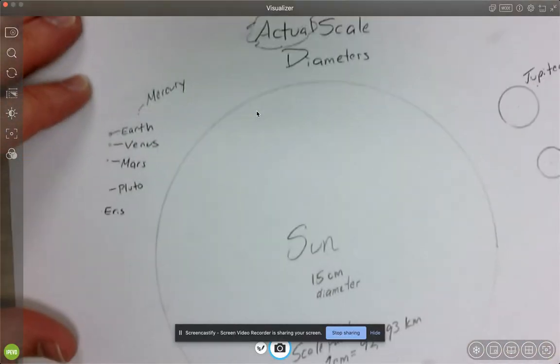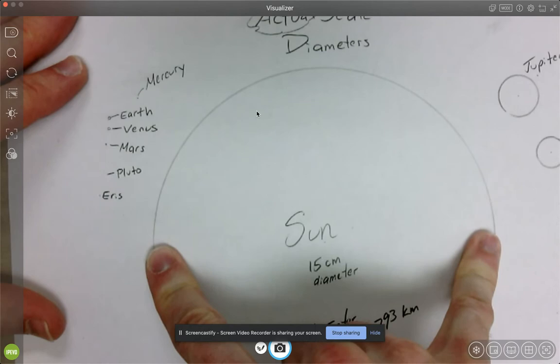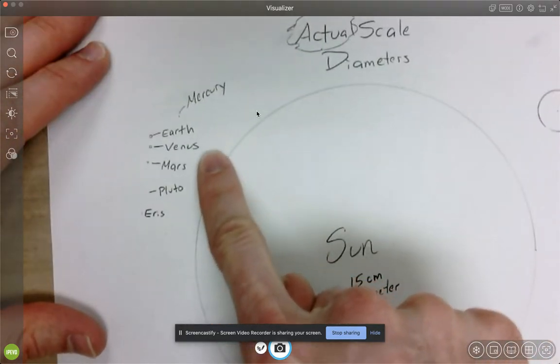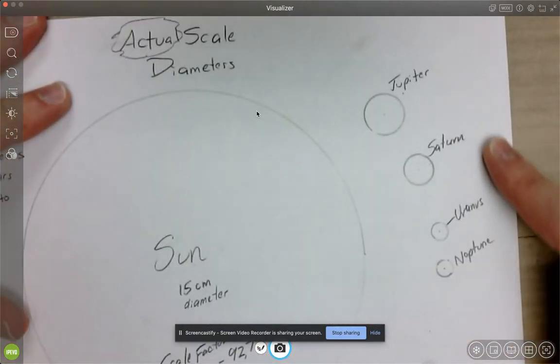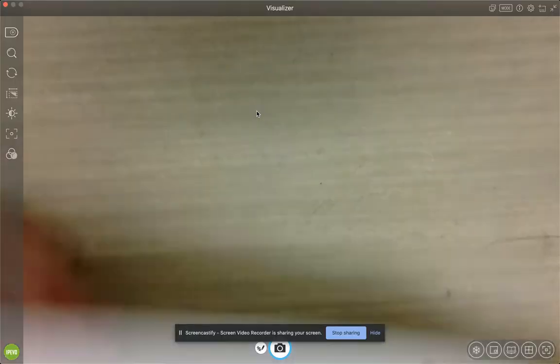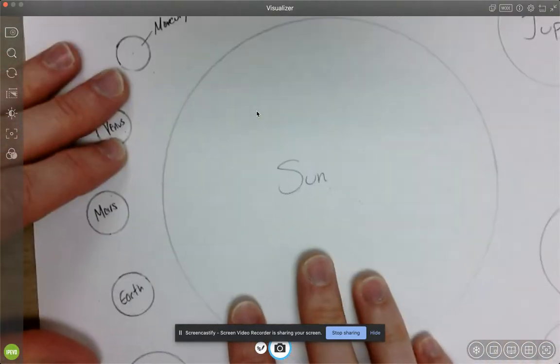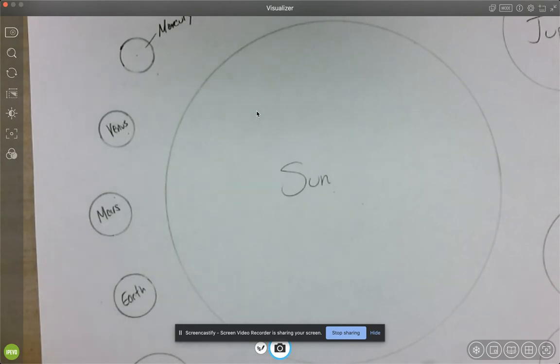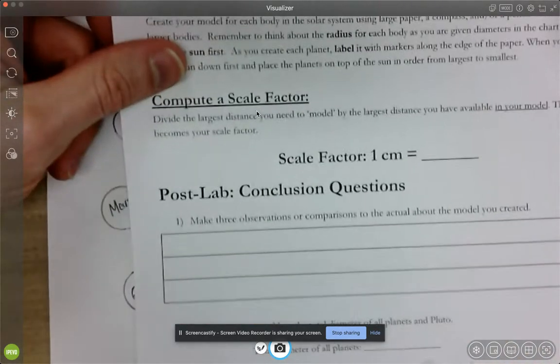So actually, this is how they should look compared to our 15 centimeter diameter sun. All those inner planets are very small. Here are our outer planets, not quite as large as the ones here. So on the second page of the Sunny Side Up activity, we're wondering what can I fill in here?